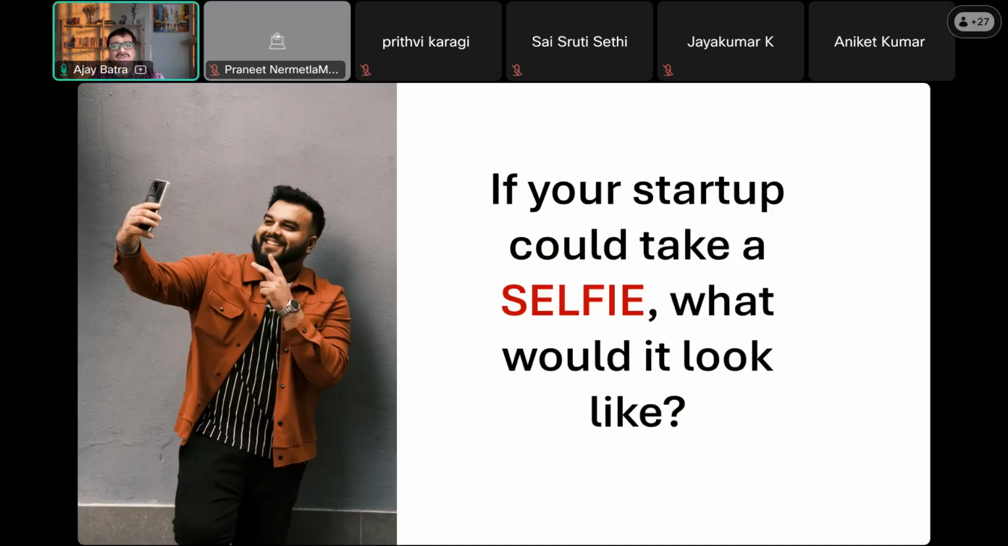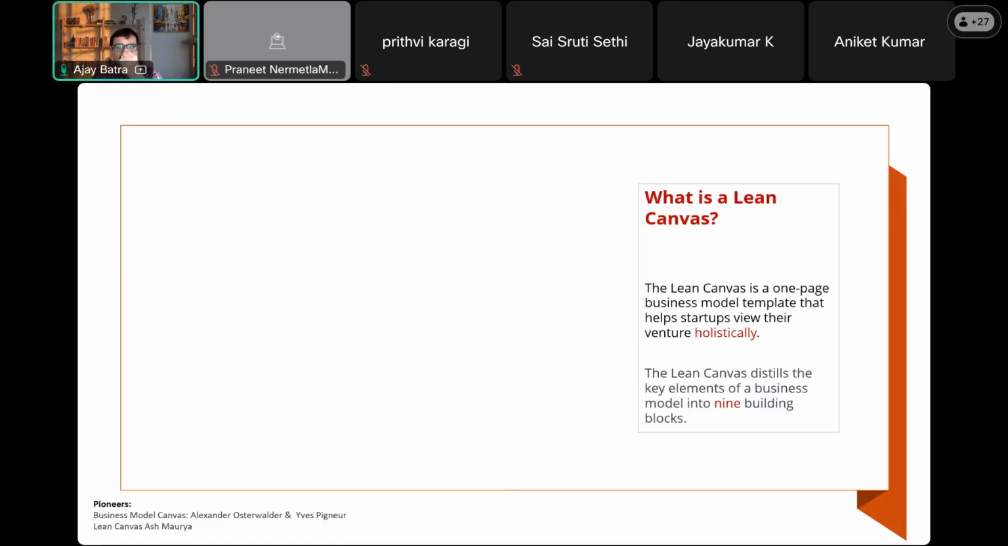Right, we said, what would this look like? What did we call this? The selfie is called something else in the startup world. What is it called? It's a canvas we shared. Business canvas model, very close. That's right. We said the lean canvas is a canvas.